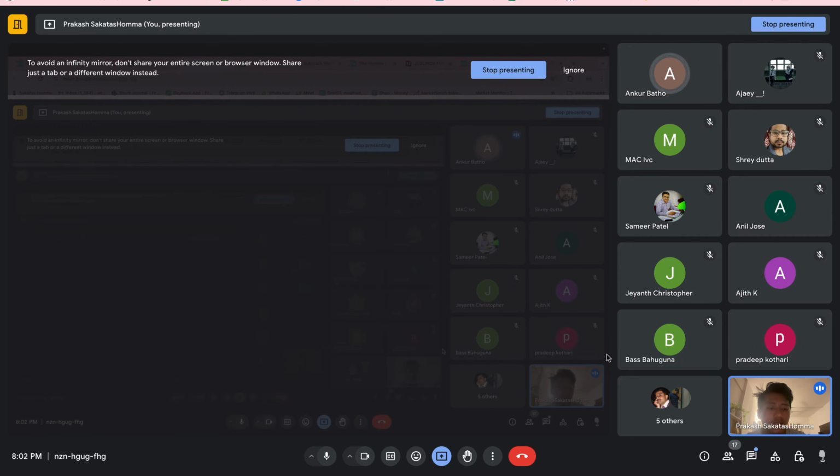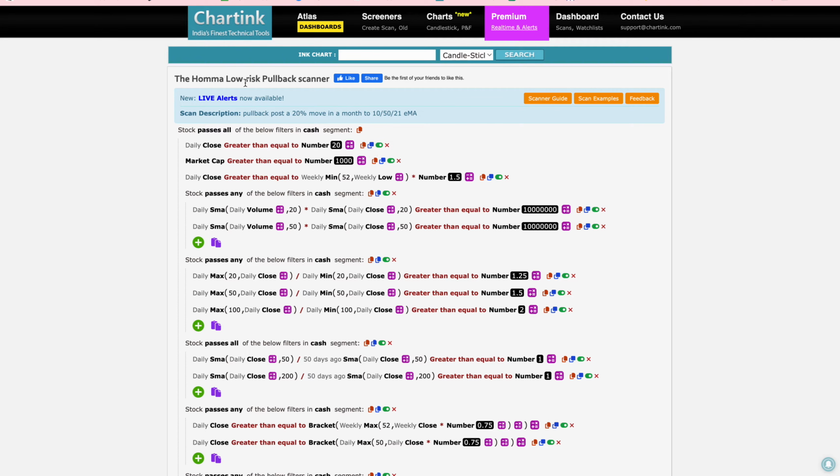The second thing is low risk. Now there are three things which I think low risk is. Strong stocks come back and bounce off from the 50 DMA. Stronger stocks come and bounce off of the 20 DMA, and the strongest of stocks bounce off from the 10 DMA. All right, and what I have coded is basically stocks which are coming back and resting on these three key moving averages. Okay, so let's now look at the Homma low risk pullback scanner.